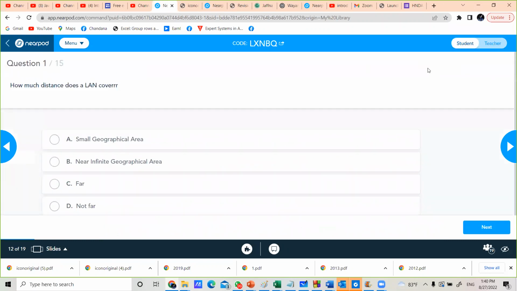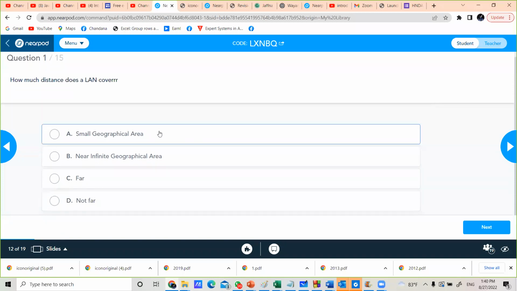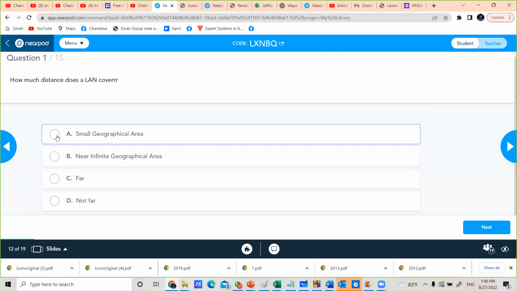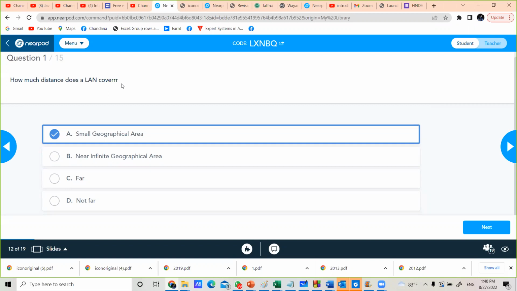All right, then look at the answers. How much distance does a LAN cover? Small geographical area, near infinite, far, not far. Small geographical area, right? Earlier we identified that a LAN covers only a small geographical area.